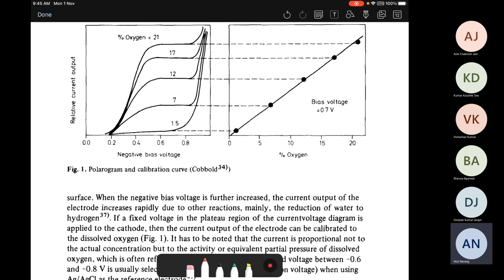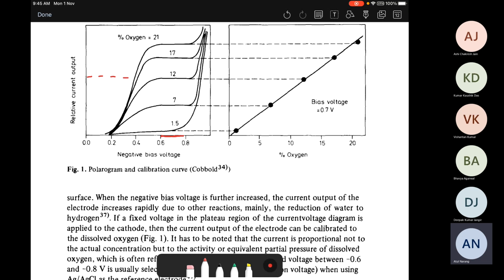Essentially, what happens is that when you fix the negative bias voltage between 0.6 and 0.8, you can see that the current becomes independent of the bias voltage. And this is so because what the current is reflecting is the rate at which oxygen is being delivered to the cathode. It has nothing to do with the bias voltage that you're applying. It has become independent of it. And under these conditions, the relative current that you measure.